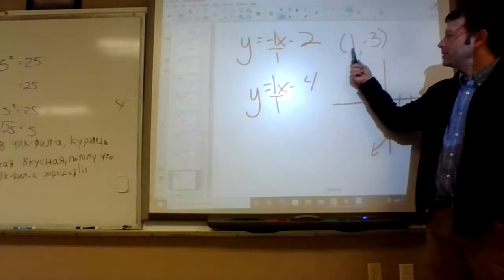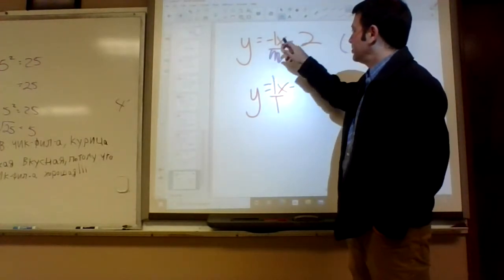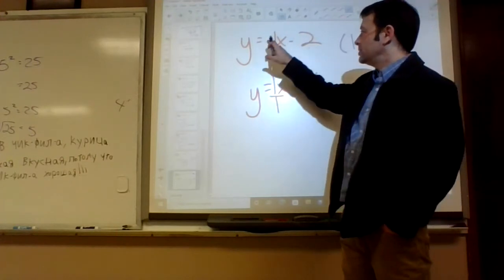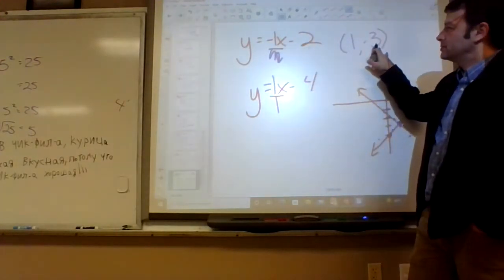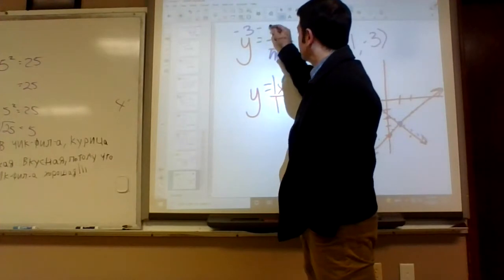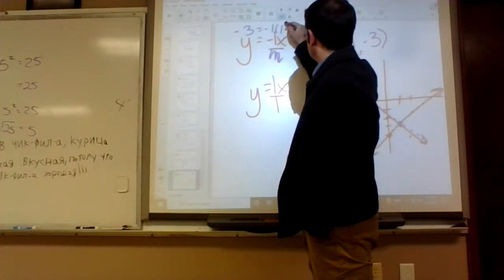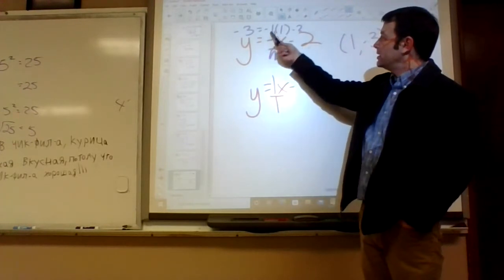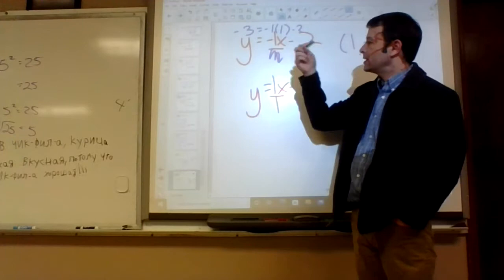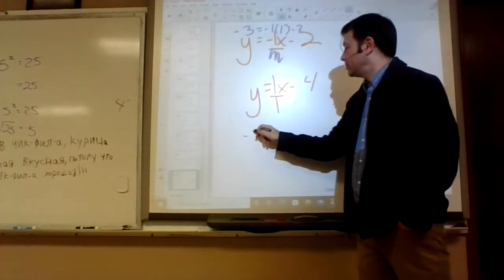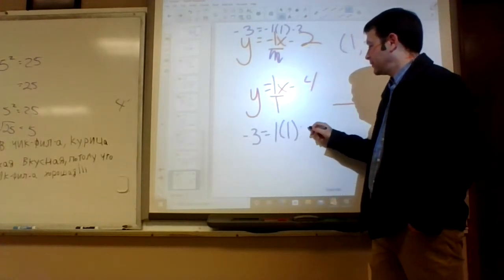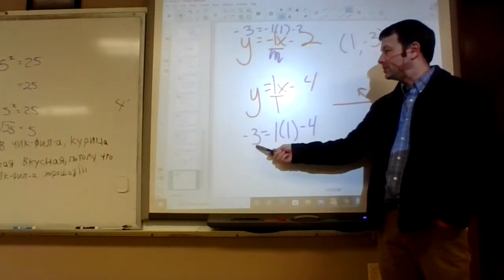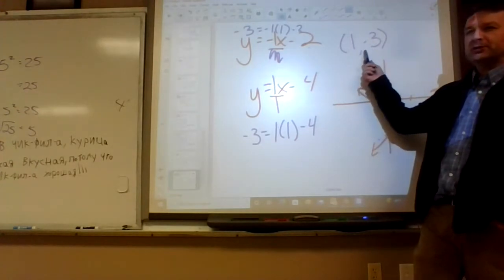So if I plug in 1, for example, that would be -1 times 1 is -1 minus 2 is -3. You guys see what I'm saying here? If I plug in 1 and -3, I get -1 minus 2, which is -3. Same thing down here. If I plug in 1 and -3, you get 1 times 1 is 1, minus 4 is -3. So you see how it works in both equations?